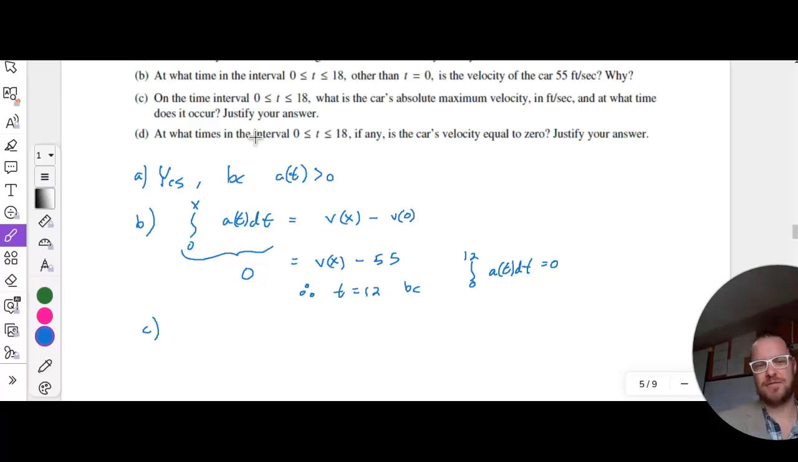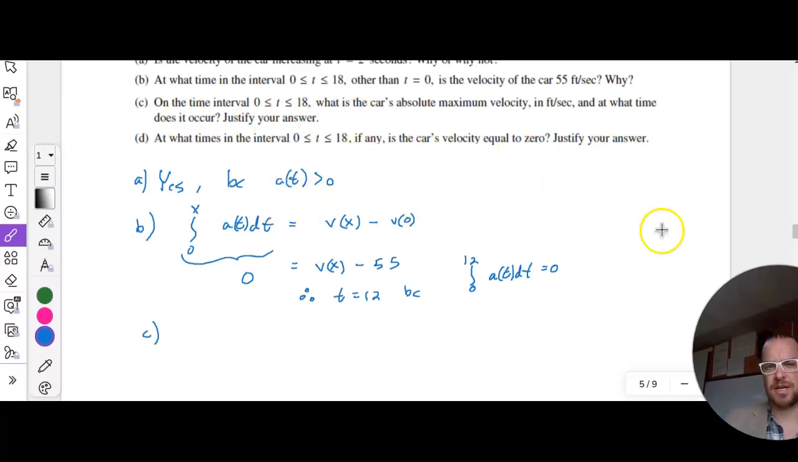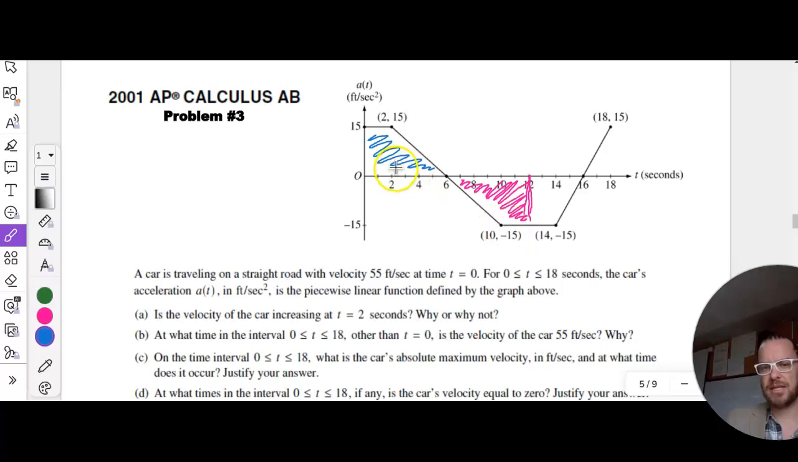So at the time interval from 0 to 18, what is the car's absolute maximum velocity in feet per second, and at what time does it occur? And then, of course, justify your answer, because it's calculus, right? So when are we going to know that this happens? Basically, we know that at this point, it's going to be back to the beginning, so 55. And then here, because we're accelerating in the negative direction, we're going to be slowing down even further.